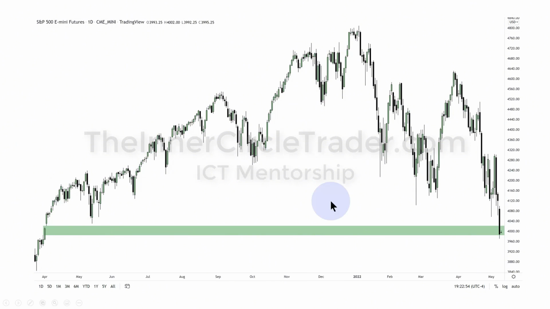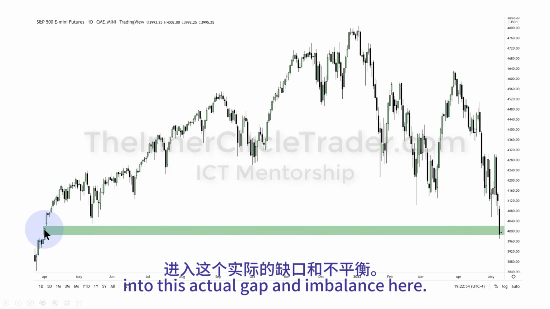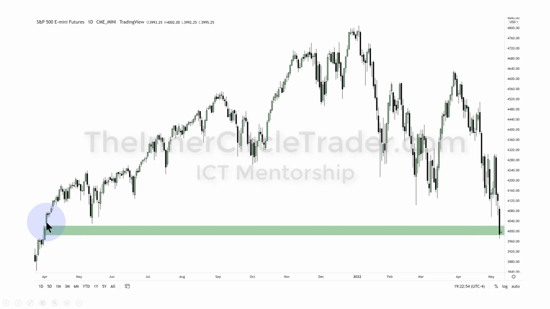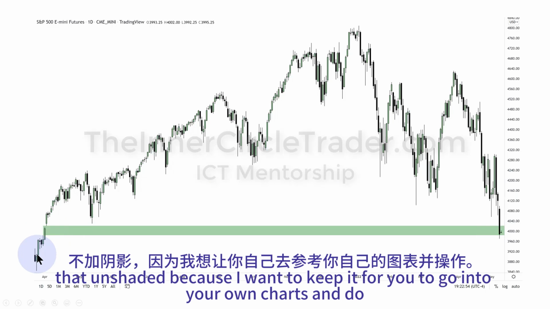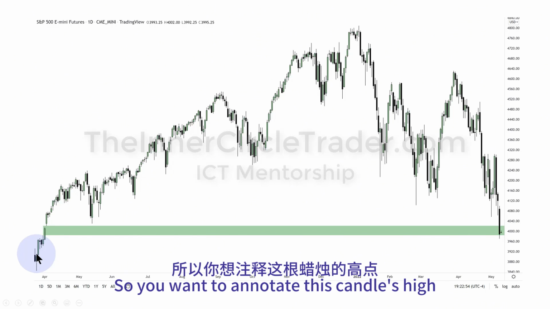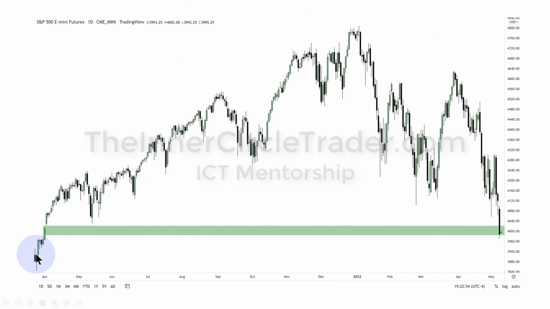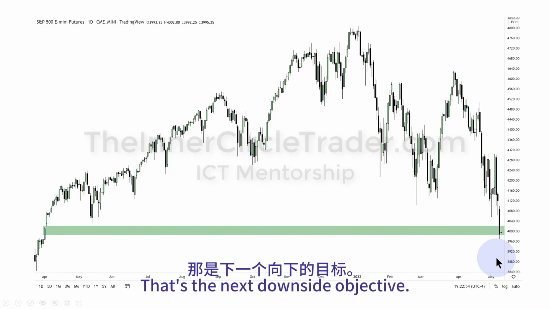It has traded lower into this actual gap and imbalance here. Now we have a small one right in here. I'm going to leave that unshaded because I want to keep it for you to go into your own charts and do that. So you want to annotate this candle's high and this candle's low and extend that out with a shaded area, kind of like this one here. That's the next downside objective.